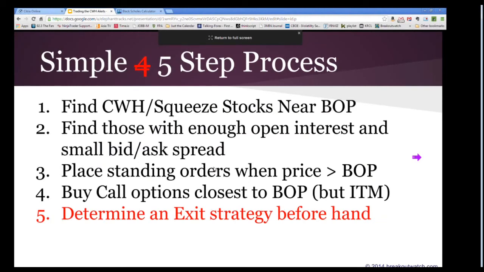Now I said there was a simple 4-step process. That's not exactly right. It's 5 steps. And the last step should be determine an exit strategy beforehand. Don't wait until you're in a trade to figure out how you're going to manage it. I'm telling you this because I didn't do this initially, and I've been getting out early. The irony is that I'm leaving a lot of money on the table, which I guess is a nice problem to have, but I'm just being transparent here.